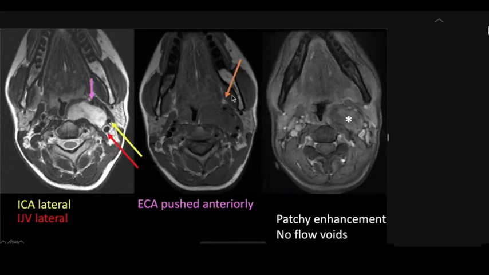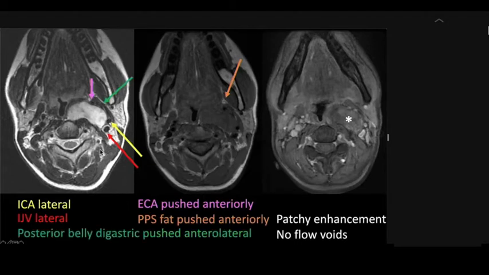The orange arrow is showing you that the parapharyngeal fat is deviated anteriorly, and that's something we classically see with a carotid space mass. And finally, the posterior belly of the digastric is pushed anterolaterally, and that's something that can help us distinguish that we're actually dealing with a carotid space mass rather than a mass in the deep lobe of the parotid. So, what the heck was that?